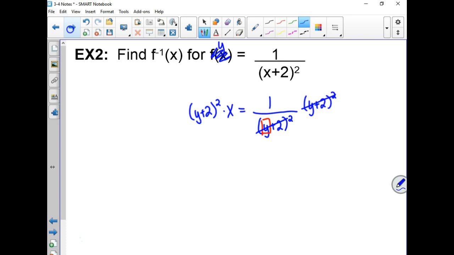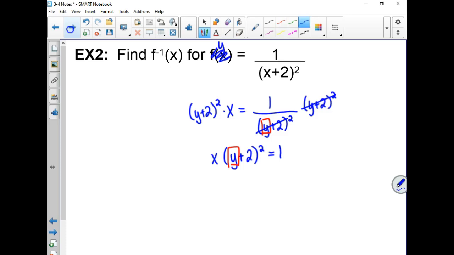Okay, so if you have a y in the denominator, you need to try to get it to the numerator first. So that is going to be, I'm going to leave that factored, x times y plus 2 squared equals 1. Okay, we are right here. Now the y is in the numerator, so now we can solve from there.